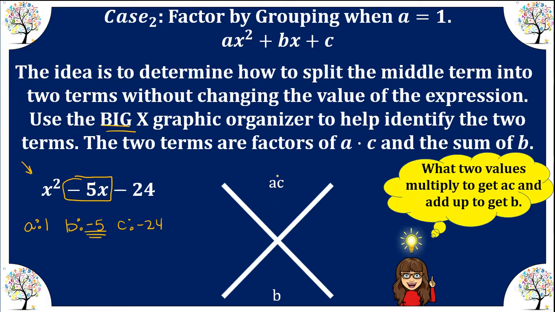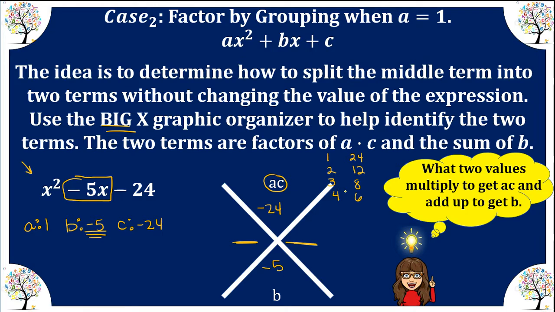So our graphic organizer says the top number is going to be A times C, 1 times negative 24. The B value is simply that middle term, negative 5, the coefficient of the middle term. So we are asking ourselves, what two numbers can multiply to give us negative 24 and at the same time give us negative 5 when we add them? So let's list the factors of 24. Now, yes, we will need to consider that we will be using a negative because we have a product that's negative.